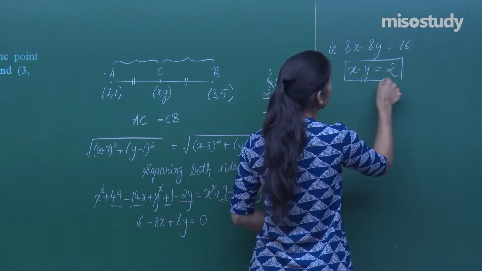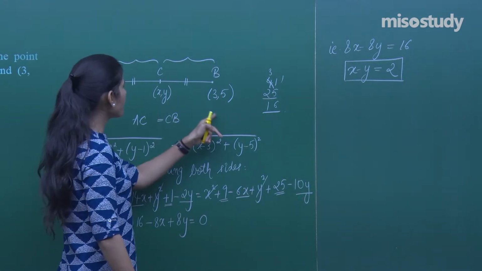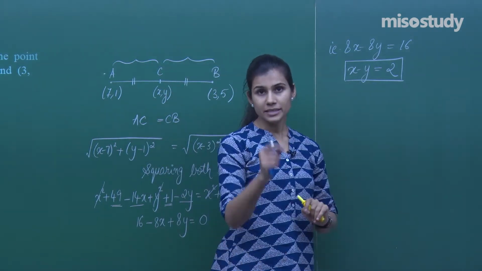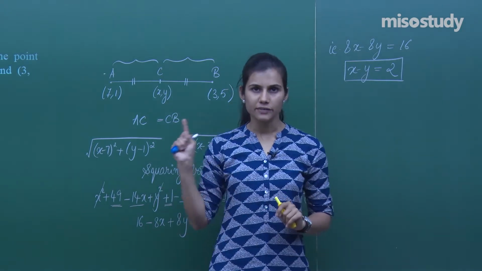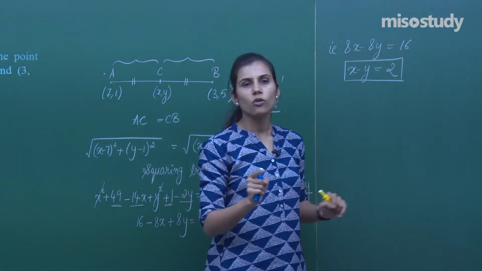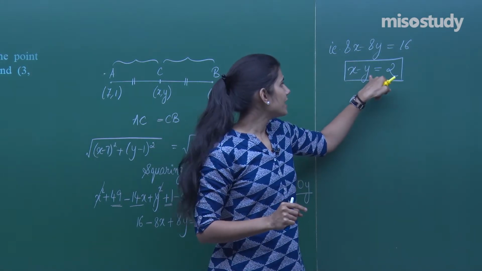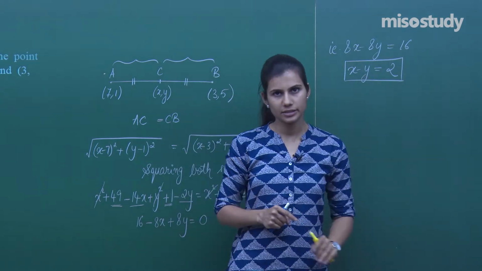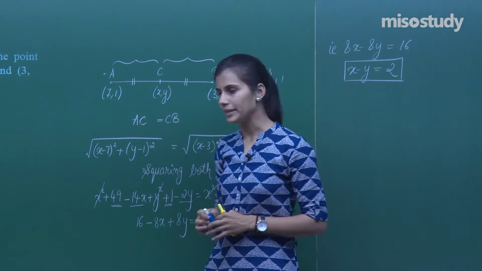The relationship between x and y such that x, y is equidistant from A and B is that x minus y is 2. That means if there is any point which is equidistant from A and B, then its x and y coordinates should satisfy this equation. When I subtract the y coordinate from the x coordinate, I should get 2 as the result. All such points are going to be equidistant from the given points A and B.